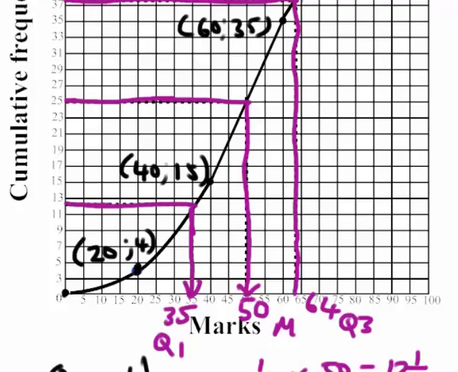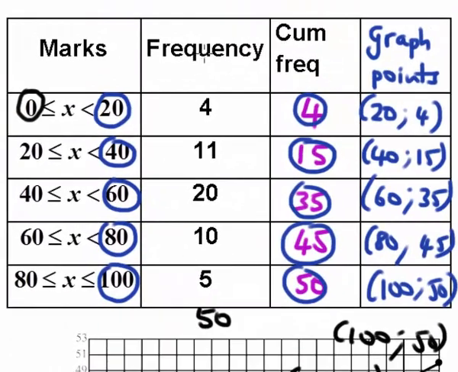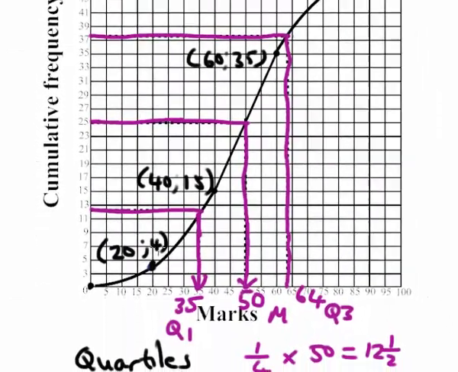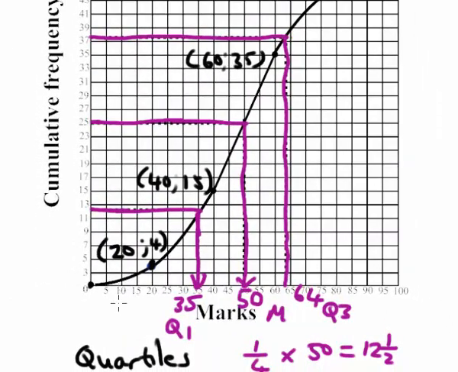So once you've got the graph points, you get your cumulative frequency: 4 plus 11 is 15, 15 plus 20 is 35, 35 plus 10 is 45, 45 plus 5 is 50. Then your graph points are the 20 with the 4, the 40 with the 15. You plot those points, which I've done there, and remember the marks are on the x-axis and the cumulative frequencies on the y-axis. You can't really see the numbers too clearly, but once you've got that, you can then get your quartiles.